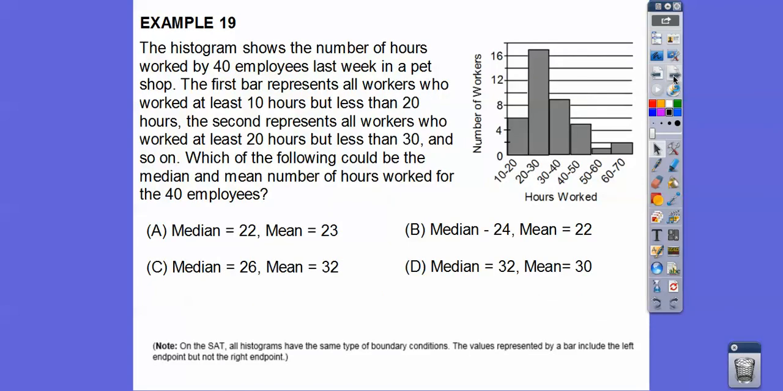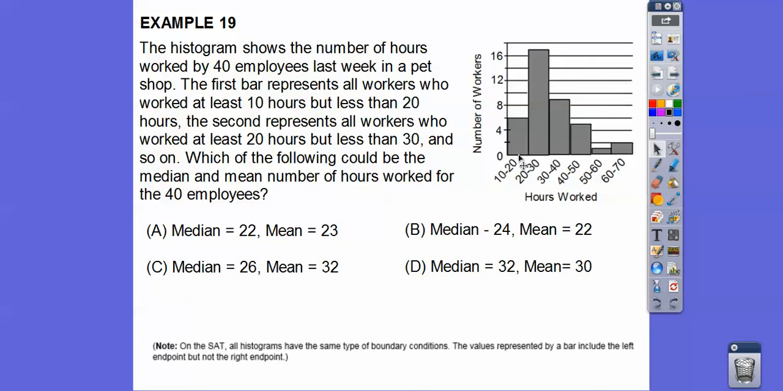Anyway, this histogram shows the number of hours worked by 40 employees last week in a pet shop. The first bar represents all workers who worked at least 10 hours but less than 20. This bar says they worked at least 20 hours but less than 30, and so on: 30 hours but less than 40, 40 hours but less than 50. Here there are 5 people. Here there's one person that worked 50 hours but less than 60, and then here there are 2 people that worked over 60 hours. Which of the following could be the mean and the median of the hours worked? Now in histograms like this, we include the left end of each bar but not the right end.